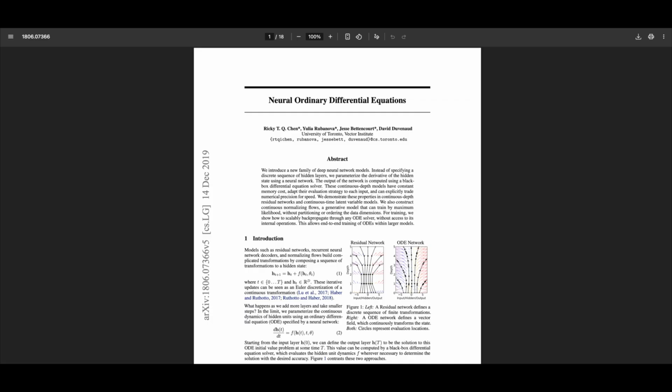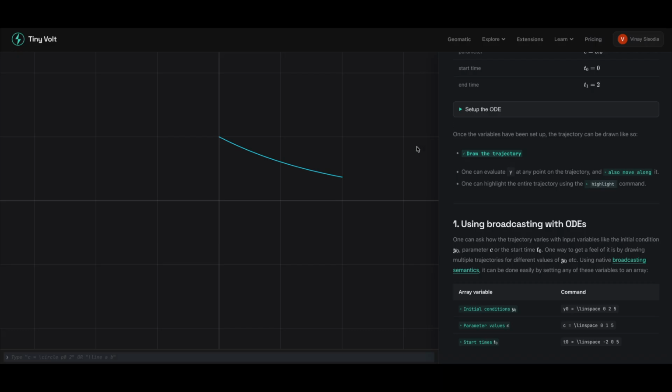I'll start with the problem it tries to address, and to do so, I'm going to switch over to Geogebra and choose a very simple example. I won't be talking about residuals or deep learning at all. I'll be demonstrating the key idea on a very simple equation in Geogebra.